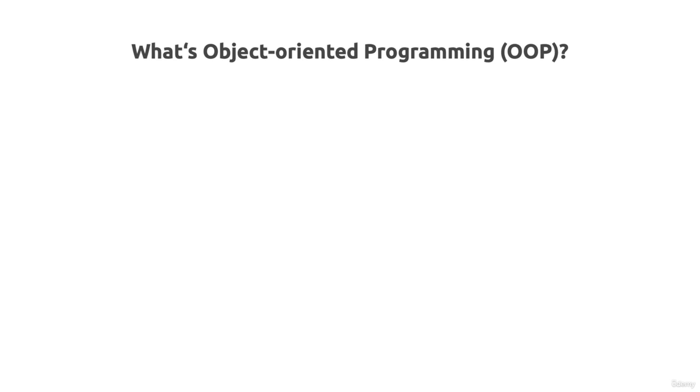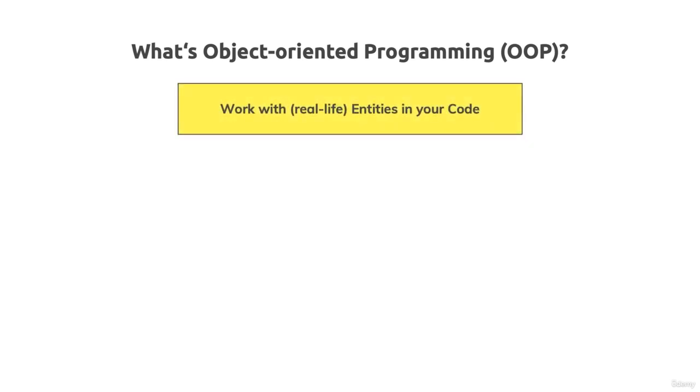The idea behind object-oriented programming, and classes will be important for that as you will see, is that you work with real-life entities in your code, you could say. So that you work with things in your code, with objects that resemble real-life objects as far as possible at least, to make it easier for you as a developer to reason about your code.